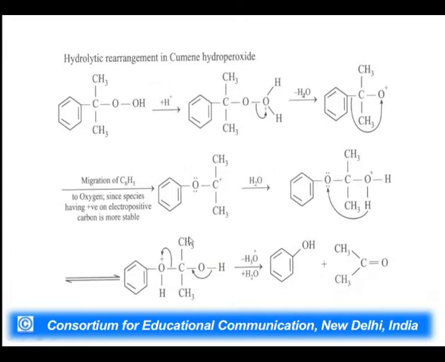So here two things are taking place simultaneously. One, the migration of electrons from this carbon-oxygen bond to this O positive, resulting in the cleavage of this bond. That is, we get phenol. And here, H is lost. Water takes H from here, resulting in deprotonation and formation of acetone. So what we find is that from two very simple compounds, that is propene and benzene, we are able to get two very important compounds, that is phenol and acetone.